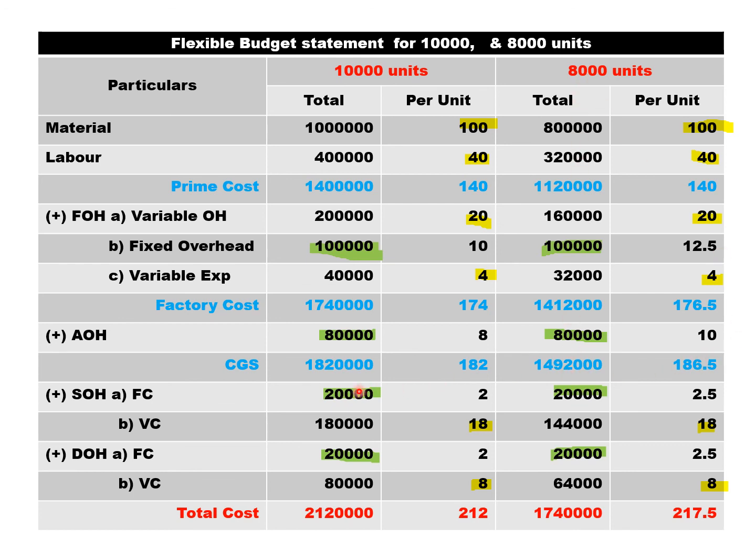So resulting, we get cost of goods sold, which can also be called cost of production. Add selling overhead, fixed, 20,000 divided by 10,000, you get 2. 20,000 divided by 8,000, you get 2.5. Variable, you should consider per unit. 18 into 10,000, you get 1 lakh 80,000. 18 into 8,000, you get 1 lakh 44,000. Add distribution overhead, fixed, 20,000 divided by 10,000, you get 2 rupee. 20,000 divided by 8,000, you get 2 rupee 50 paise. Variable, 8 rupee into 10,000, you get 80,000. 8 rupee into 8,000, you get 64,000.